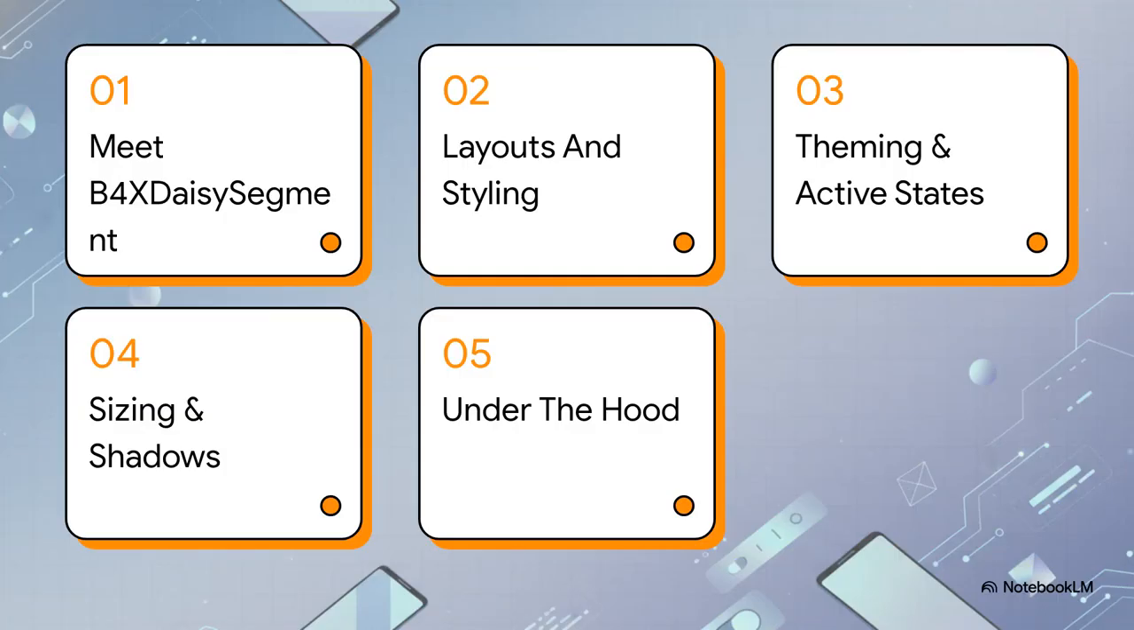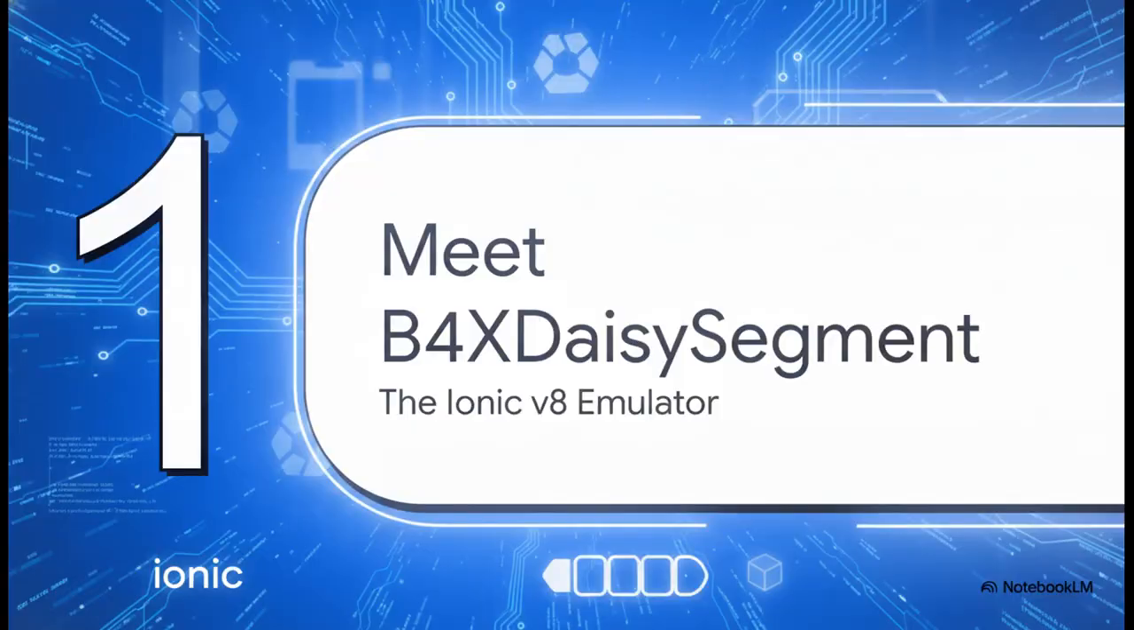Here's our quick roadmap for today. First, we'll meet the B4XDaisy segment. Second, we'll look at powerful layouts and styling. Third, theming colors and active states. Fourth, sizing, shadows, and shapes. And finally, number 5, we'll look under the hood at the actual B4X implementation. All right, let's jump right into Section 1.